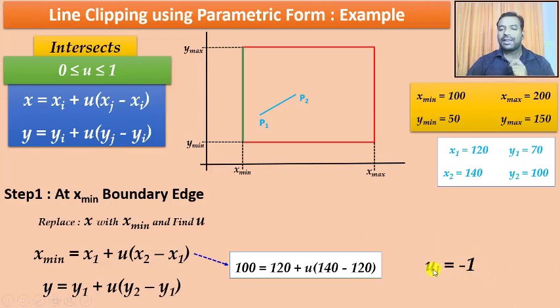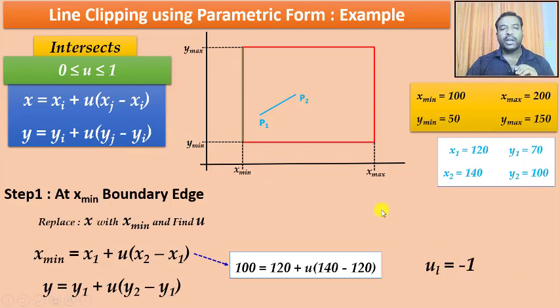Rather than just putting this as u, for explanation purposes I have named it UL. L stands for left, that is the left boundary of your clipping window. I am using L because I am finding UL right now, that is the u value for the left. Now this u value will tell you whether the intersection of the line has happened or not.